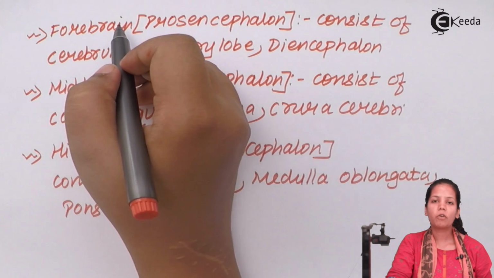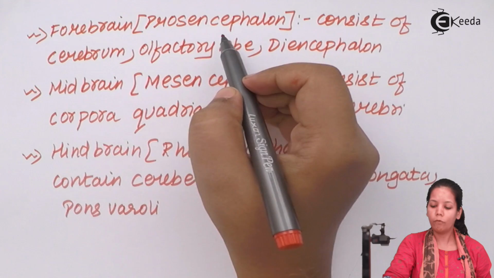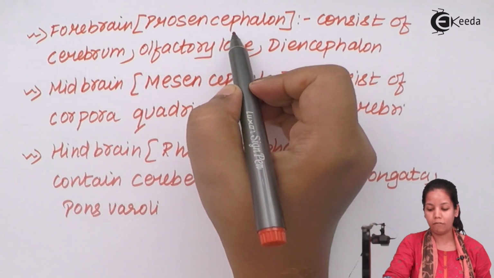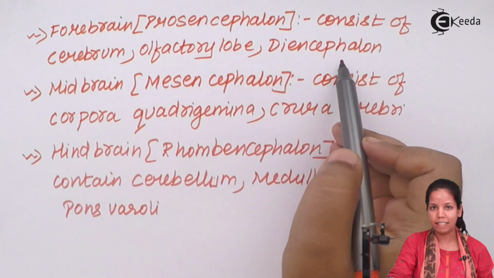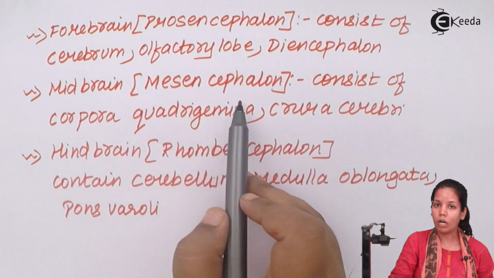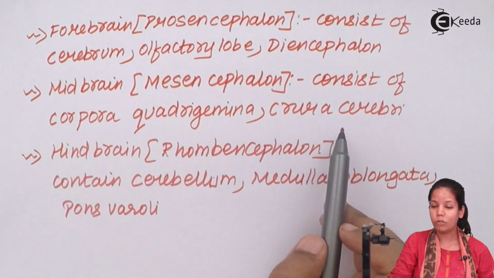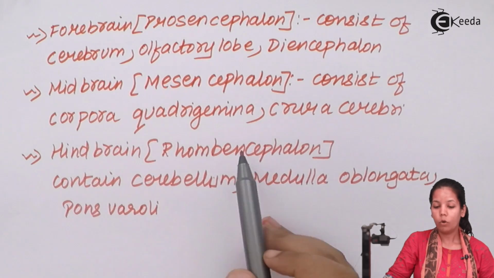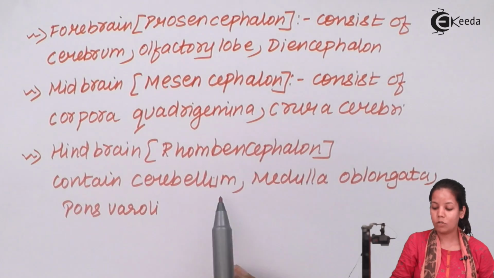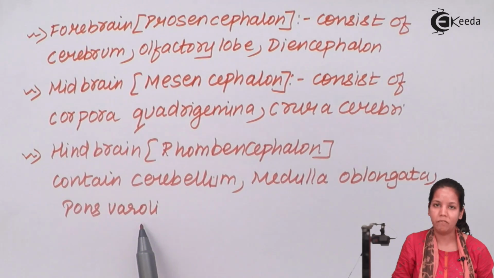The three different regions of the brain are forebrain, midbrain, and hindbrain. Now, forebrain is also called prosencephalon, that consists of cerebrum, olfactory lobe, and diencephalon. Your midbrain is called mesencephalon, that consists of corpora quadrigemina and crura cerebri. And finally, your hindbrain, which is also known as rhombencephalon. Now, this consists of cerebellum, medulla oblongata, which is your brainstem, and finally your pons varolii.